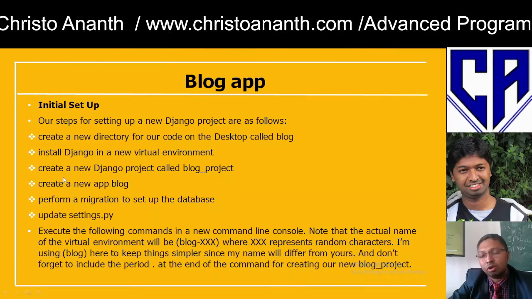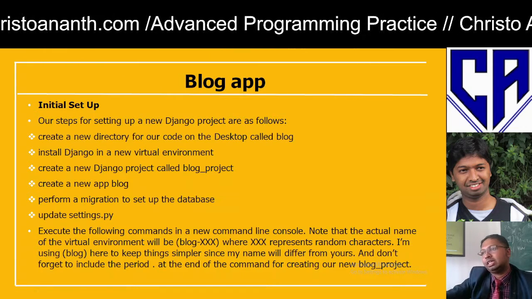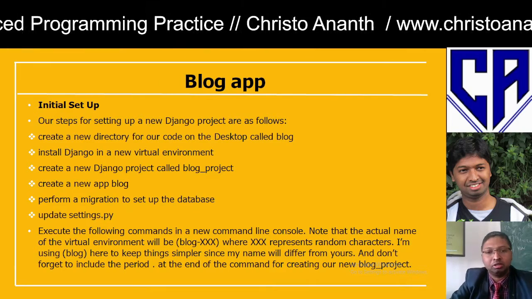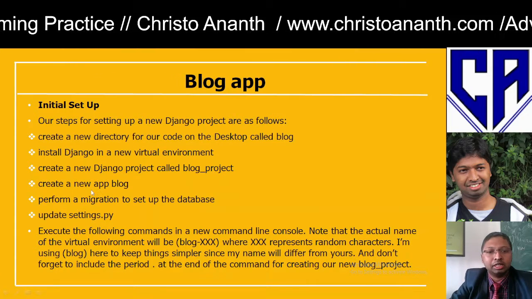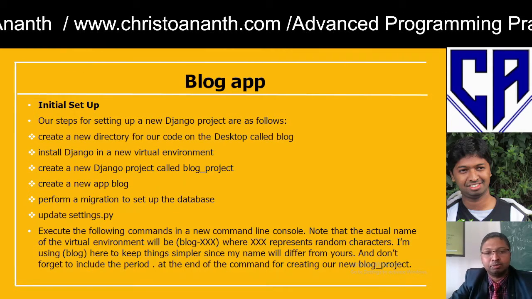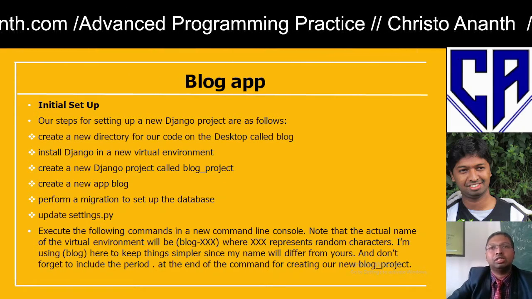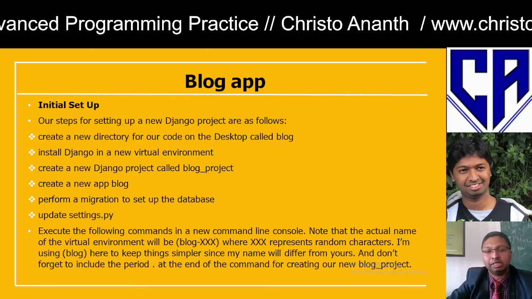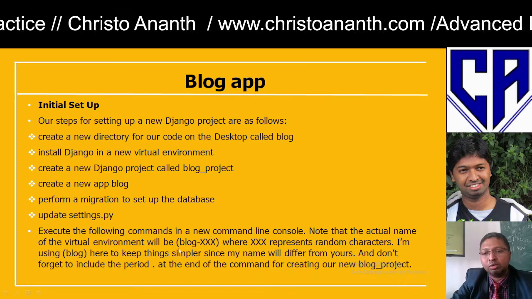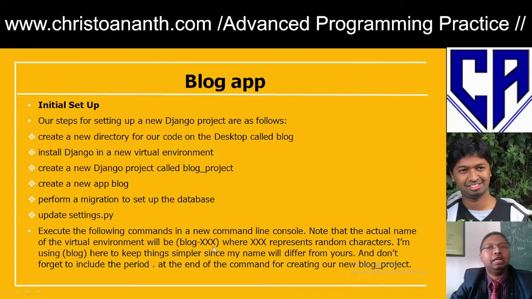Then you go for a new Django project. In this case it is not message_project, but blog_project, because you are creating a new blog. Then you create a new app, blog, and perform a migration to set up the database. Then you update the settings.py file in order to exit the local server and run the current server. Here you will set up a name like blog-xxx, where xxx can be any name you want.